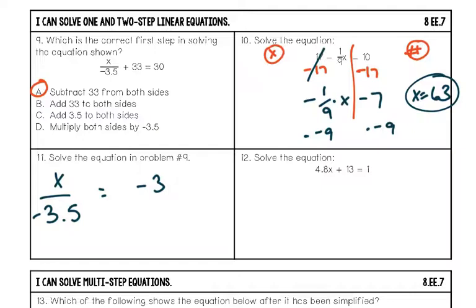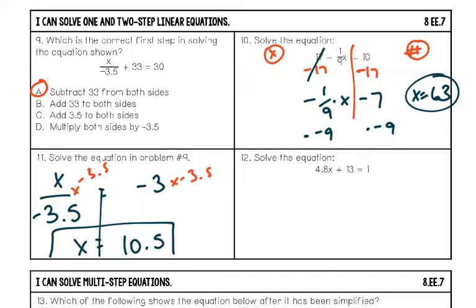Number 11 says solve the equation in problem 9. We should already be here because we already subtracted 33 from both sides. So the last step is going to be to undo divide by negative 3.5. The opposite of divide is times. So we're going to multiply by negative 3.5 on both sides of the equation. Whenever you do that, you end up with x equals 10.5. That's your final answer. Let's look at number 12. We always draw a line on the equals.